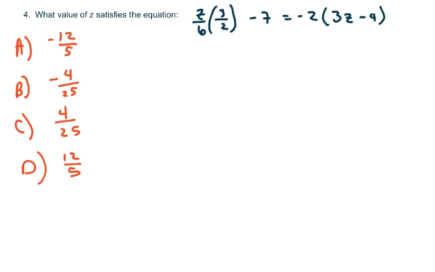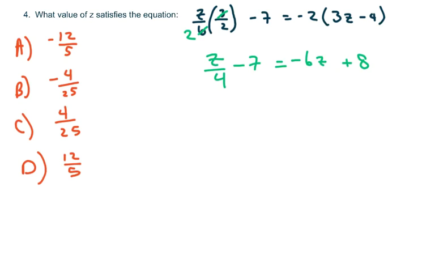All right. The next one is just standard solving equation. What value of z satisfies the equation? What means what makes it true. So basically, we're just going to solve it. You're welcome to use calculators on this one, but it's pretty easy. I know that 3 goes into 6 2 times. So this is going to be z over 4, because 2 times 2 is 4, minus 7. I'm going to go ahead and distribute here, and you get negative 6z, and be careful here, it's going to be plus 8.